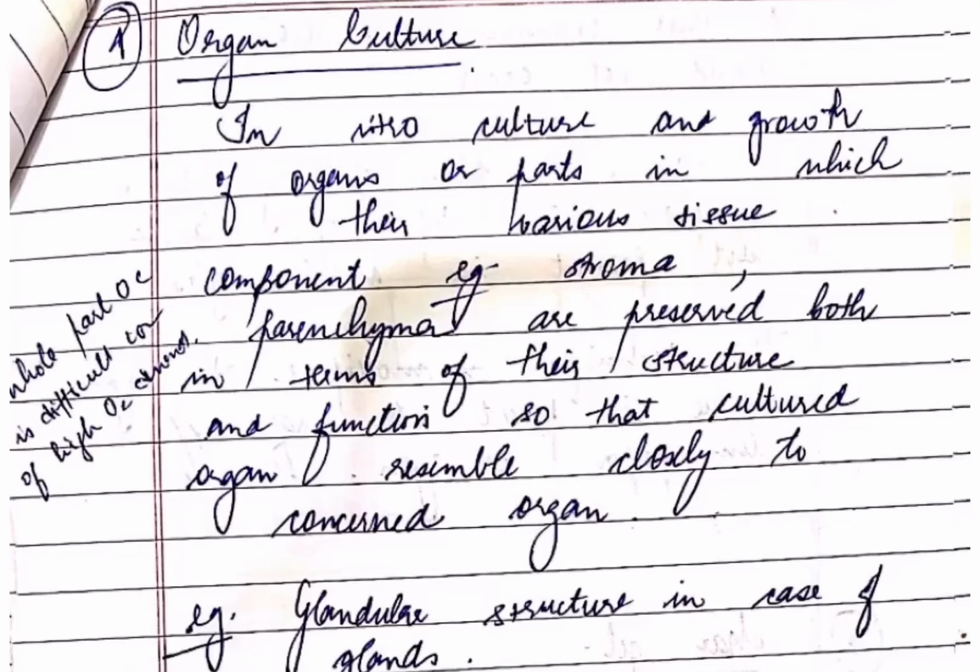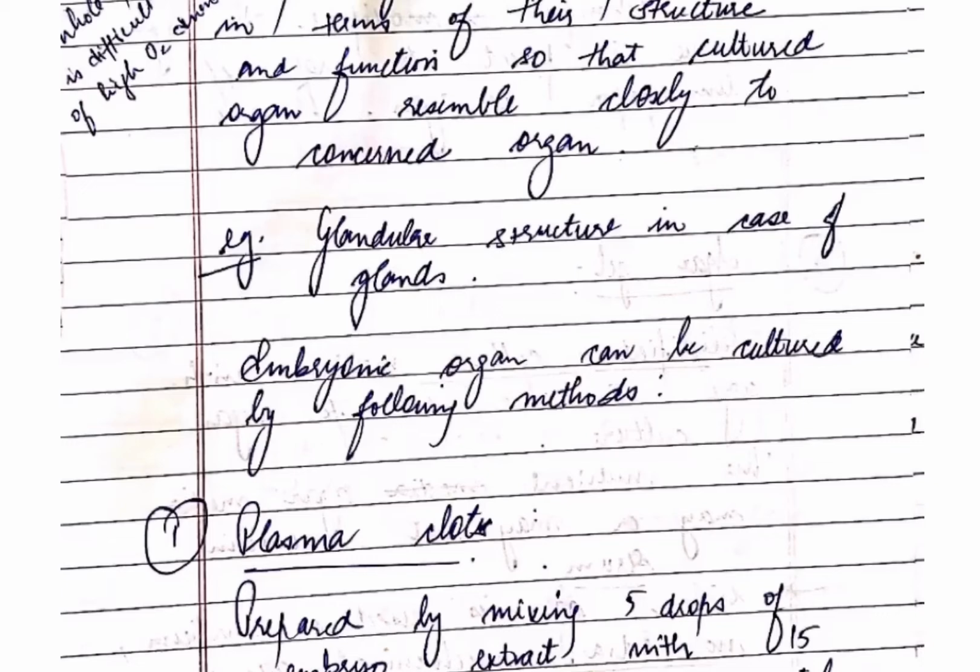Organ culture is a type of tissue culture in which we isolate an organ for in vitro growth, and that organ can be used as an explant. That organ can be in the form of a shoot, root, leaf, or a flower. This method is used to preserve the structure or functions, which allows the organ to still resemble and retain the characteristics they would have in vivo.